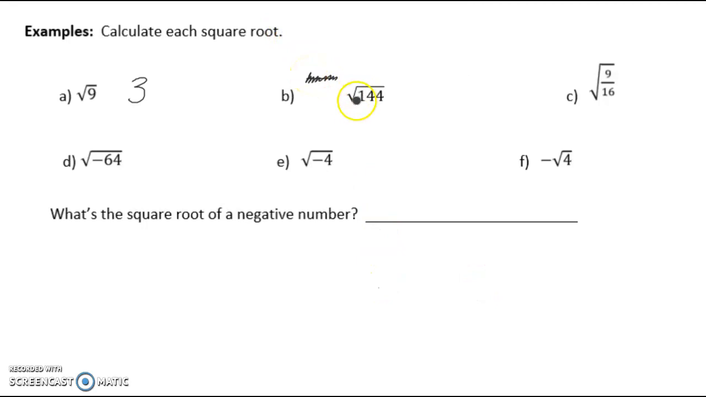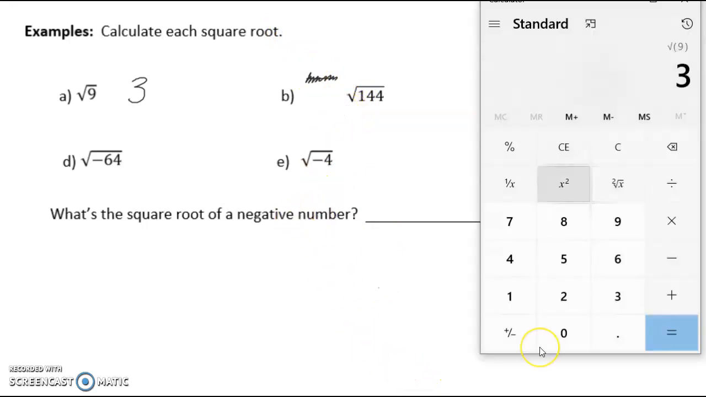For the second one, just ignore this. I could not get rid of that for some reason. So anyways, the square root of 144, so on this computer one, 144 and take the square root, your answer is 12.